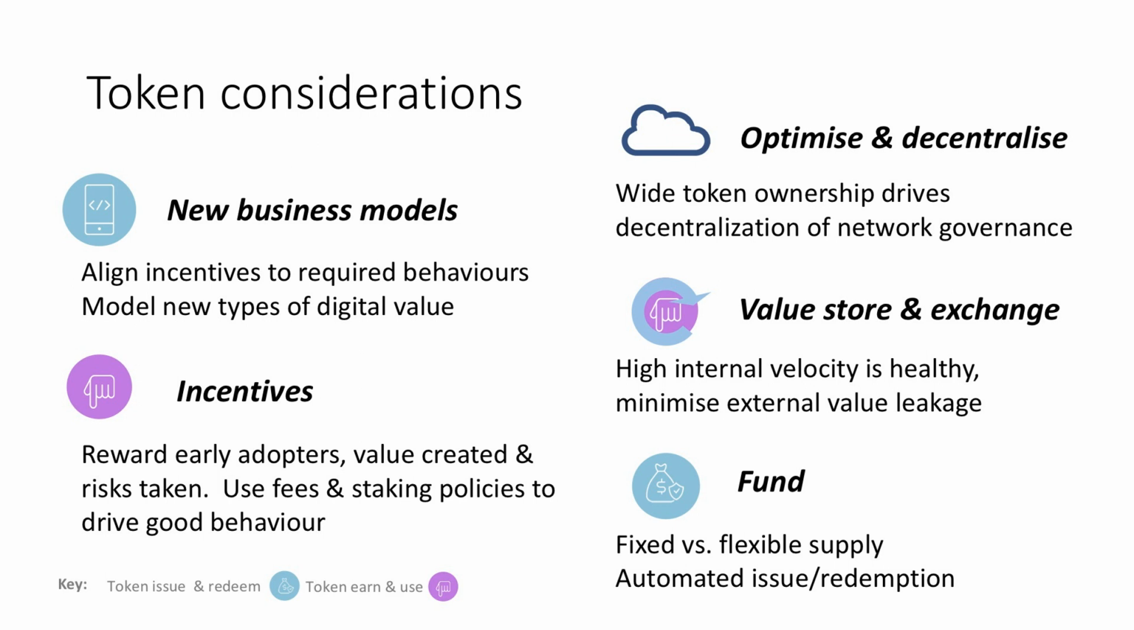We also want to be avoiding value leakage, so we want high internal velocity, so lots of internal trades, but we don't want people redeeming their tokens and taking them out of the network, which would be called value leakage. So you want to try and encourage people to keep their tokens within the network, but not to hold them forever. We want them to be trading. Velocity is what we're after.